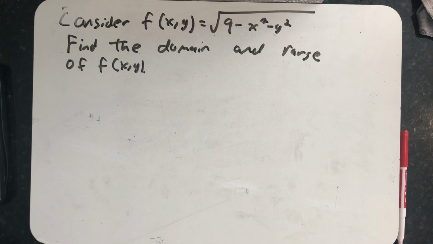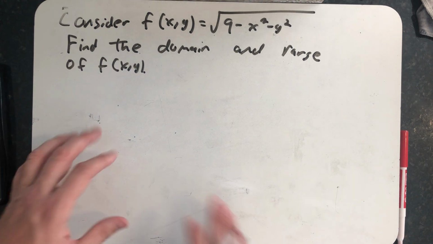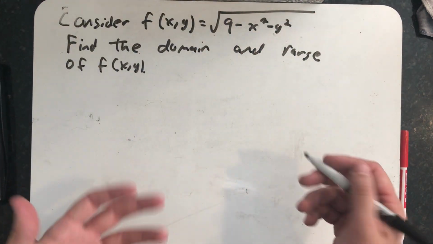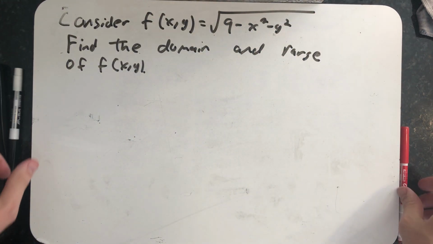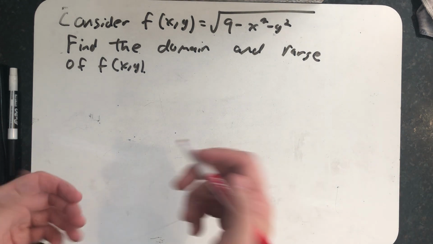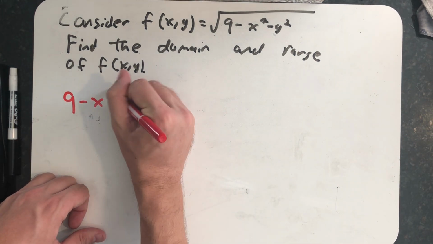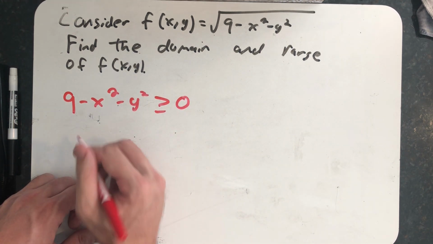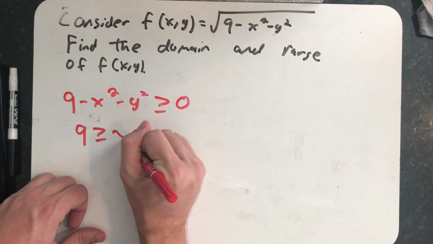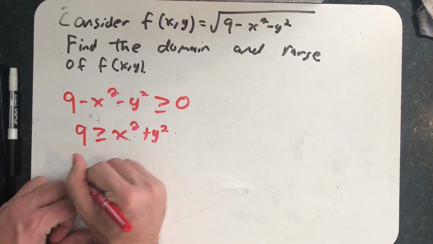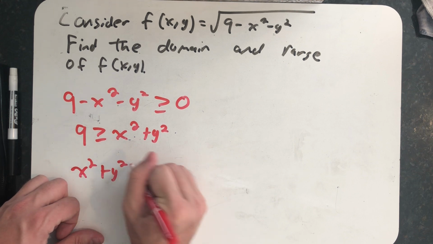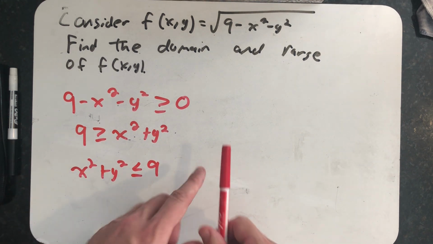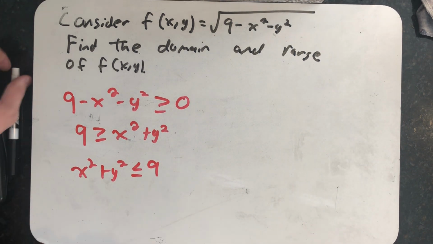Well, the domain should be some set of x comma y's in the real plane, and I'm looking for x comma y's that I can use to evaluate that function. So since I have a square root involved and I'm going to limit myself to having real valued functions, 9 minus x squared minus y squared is going to have to be bigger than or equal to 0. I can add the x squared and the y squared to both sides of that inequality. And I end up with the inequality x squared plus y squared is less than or equal to 9. I like reading inequalities from left to right rather than right to left, so I swap that around.